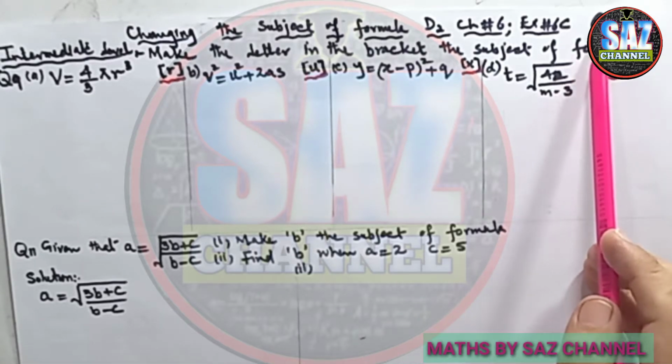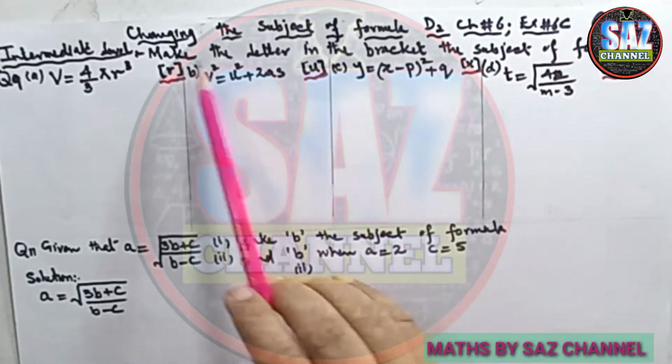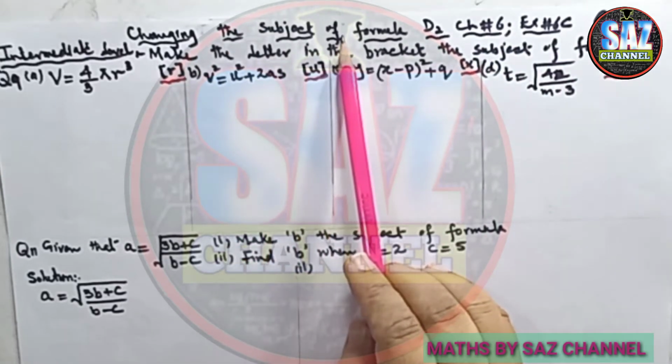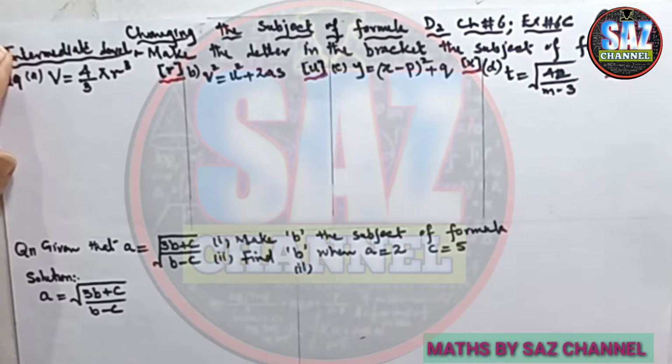This is my fifth lesson of D2, chapter number 6, exercise 6C, that is about changing the subject of formula. What is the subject of formula and how to express the given equation in subject of formula and make the given letter the subject of formula.